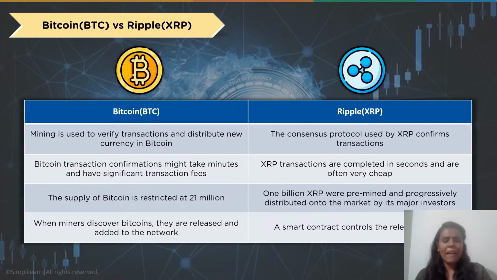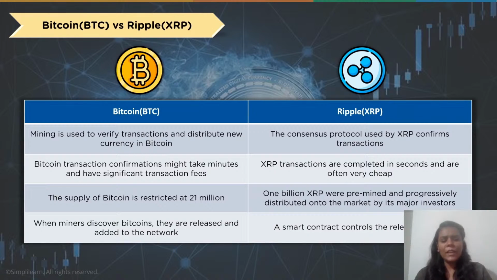Next we have, when miners discover Bitcoins, they are released and added to the network. They have no set release date and their supply is largely determined by network speeds and the difficulty of the algorithm used to create coins. On the other hand, the release of XRP is controlled by a smart contract. According to an inbuilt smart contract, Ripple is expected to distribute a maximum of 1 billion XRP tokens per month. So the current circulation is 55 billion till now.